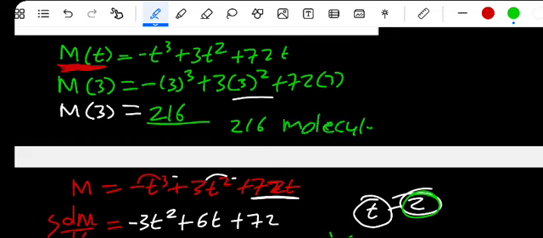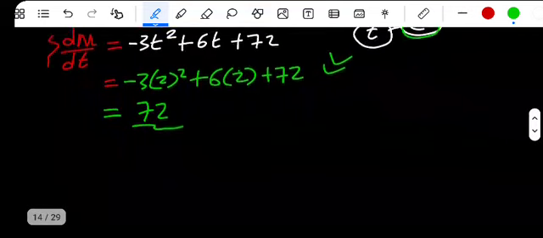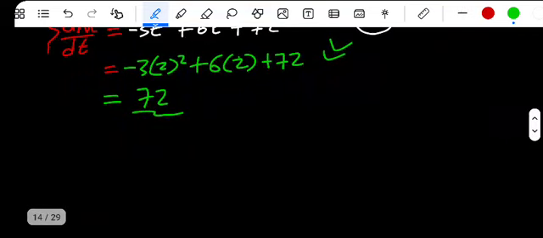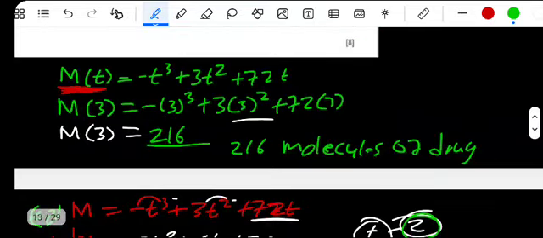Molecules of drugs. The first question there is just 216. That will be the number of molecules. Then this 72 is the one for the rate that will take place there. So we have then 10.3. So this was 10.2, the first one was 10.1.